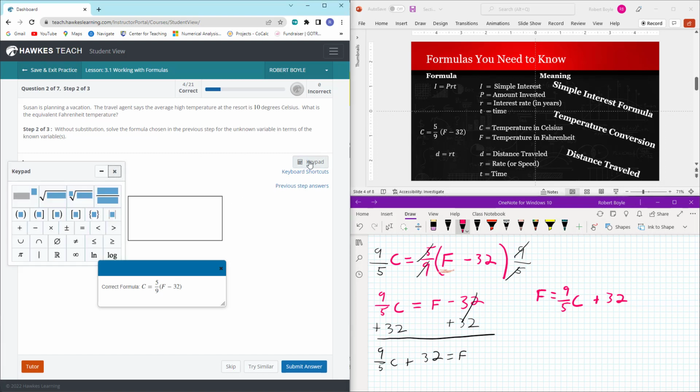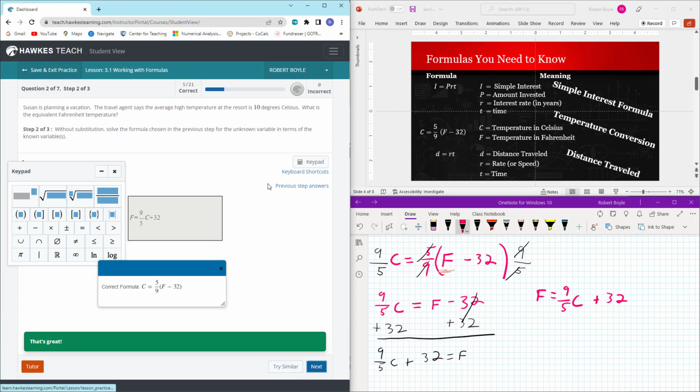Once again, we can bring up our keypad, and we can do it like this. F equals fraction 9, just use your L key down to the 5, get out of the fraction, c plus 32. And there we go. And that brings us to our next part.